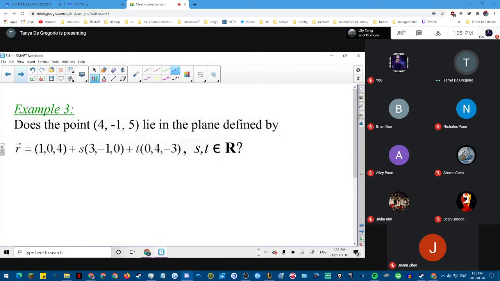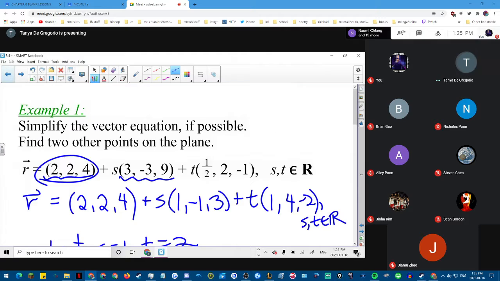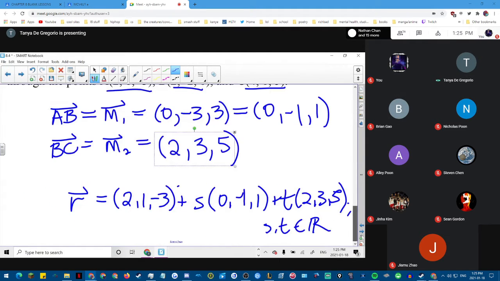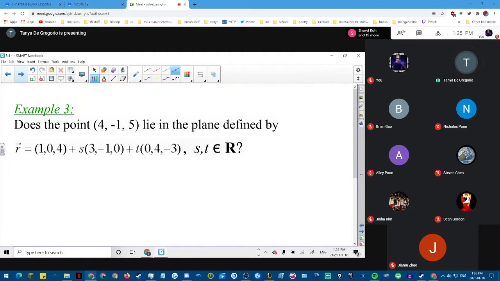Okay, example 3. Does the point 4, -1, 5 lie in the plane defined by this direction vector? Wait, did we skip? Did I skip an example? I don't think so. No. We did everything? Yes. Okay, so does this point lie in the plane? What do I do?